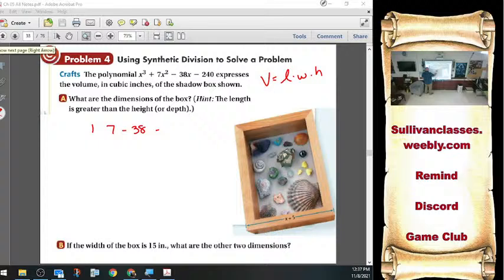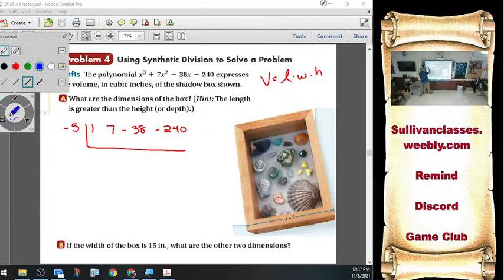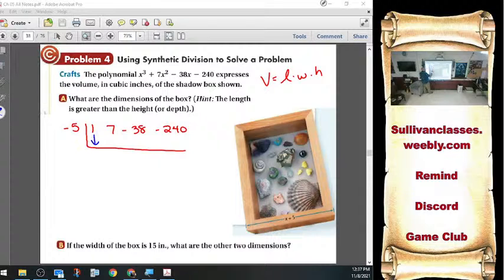1, 7, negative 38, negative 240. And I will divide it by, if I'm doing synthetic division, what goes on the outside? The 0 of it, negative 5. Okay. Drop the 1 and say, negative 5 by 1 is a negative 5. Add them. Negative 5 by 2 is negative 10. Add them. Negative 5 by negative 48, surprise, surprise, 240.